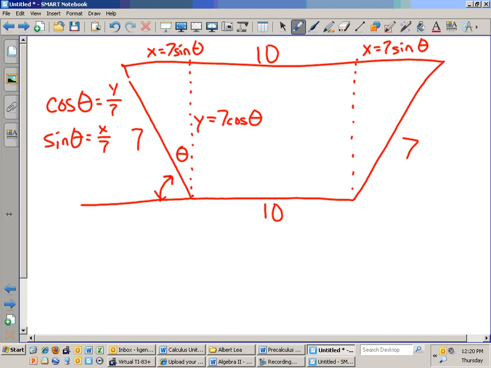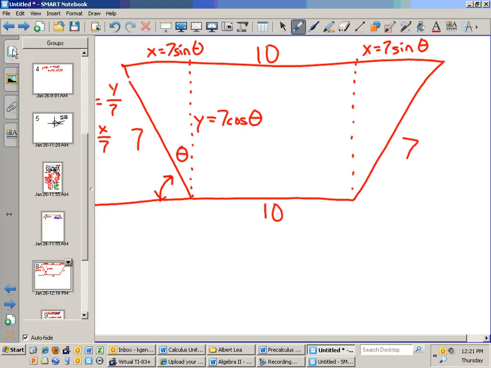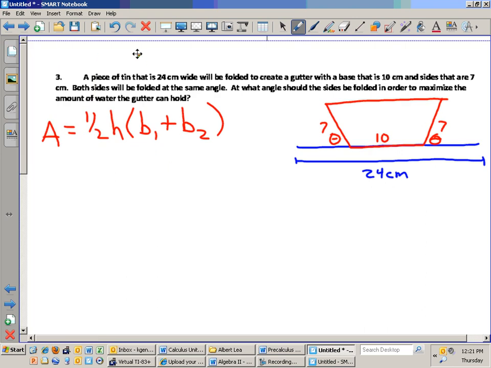So, what is my lower base? 10. What is my height? 7 cosine of theta. What is my top base? 14 sine of theta plus 10. Yep. We've got all our pieces, and how many variables? 1. Yes, it's easy. Very good. All right. We can do this. We are super smart.